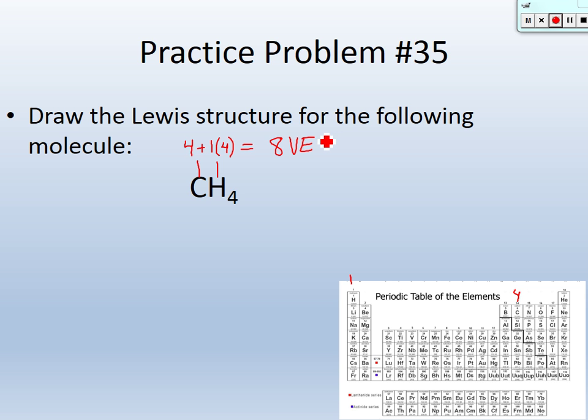Rule number 2 says determine the central atom. Does hydrogen ever go in the middle? No. Does carbon go in the middle? Yes. If you have carbon, it's always going to be in the middle. So let's draw its dot structure. It's got 4 valence, so we're going to put an electron on each side going around clockwise.